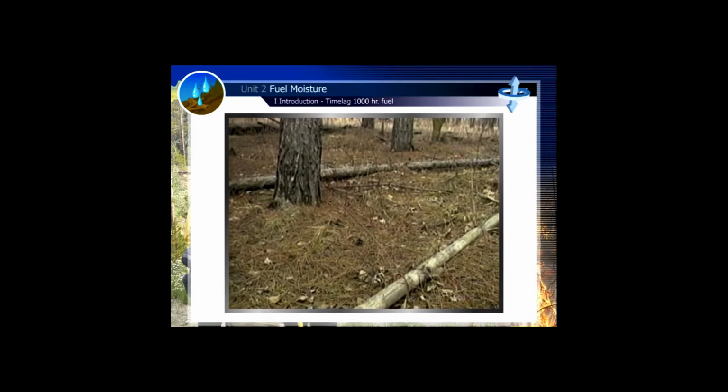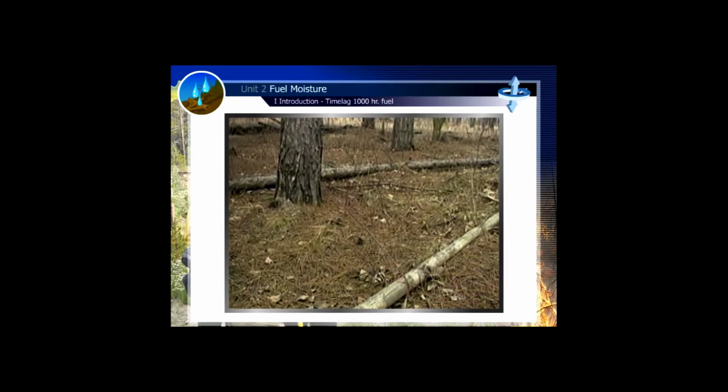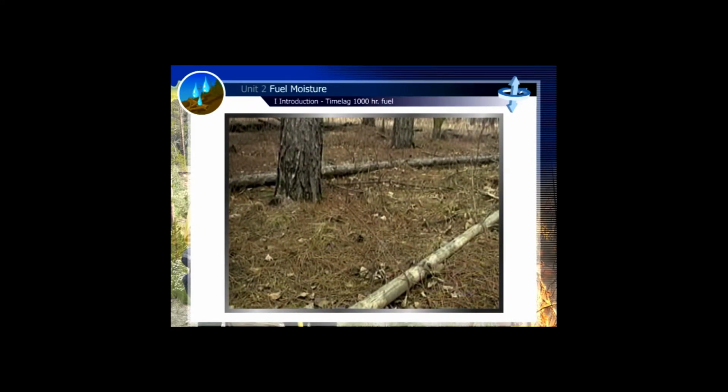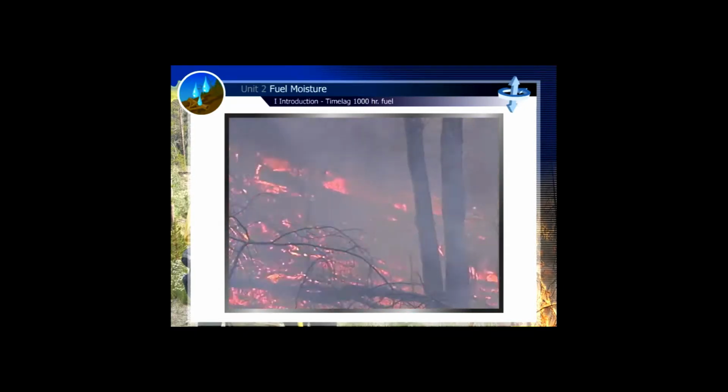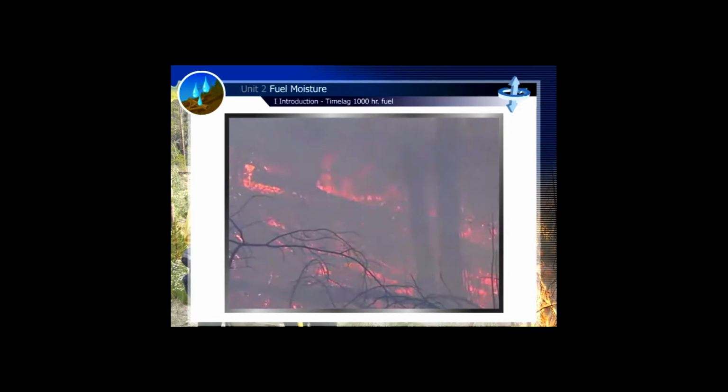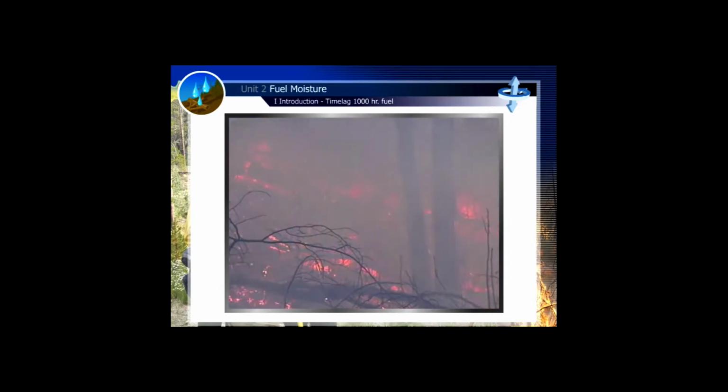The fuel moisture content in these larger fuels changes at a much slower rate compared to the finer fuels. The 1,000 hour fuels begin to burn at 20% fuel moisture content. They are considered very dry at 13%.